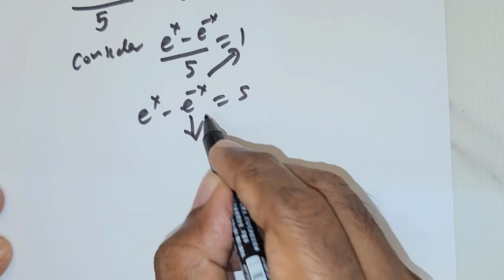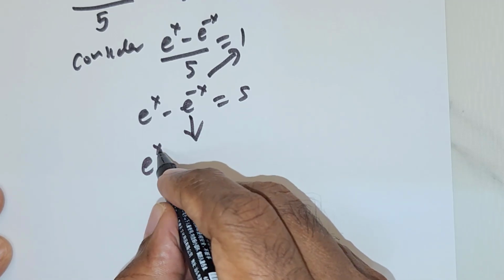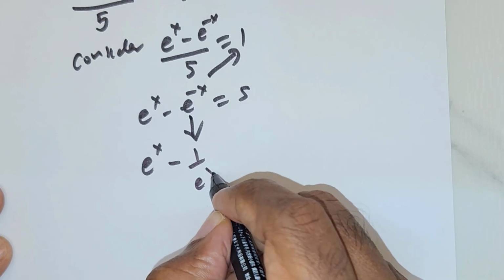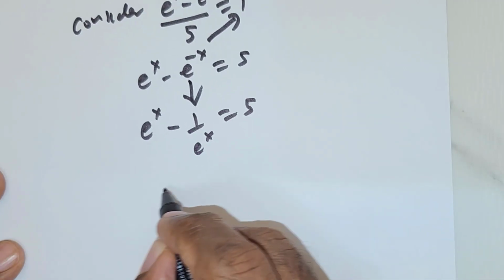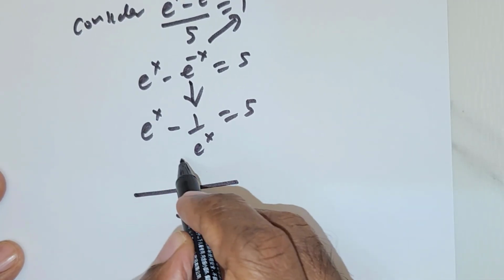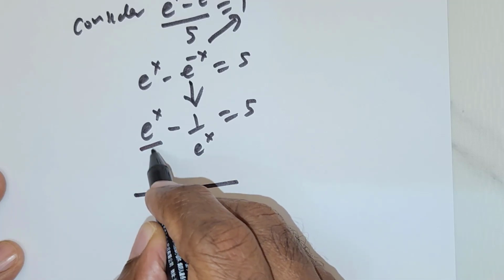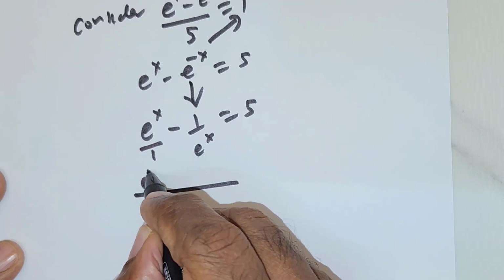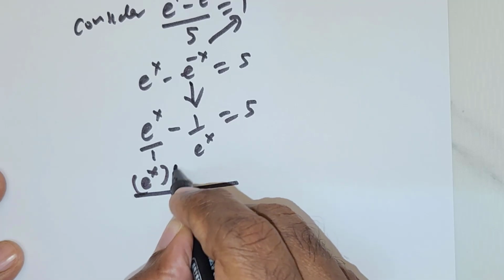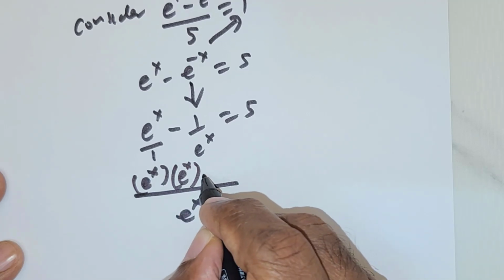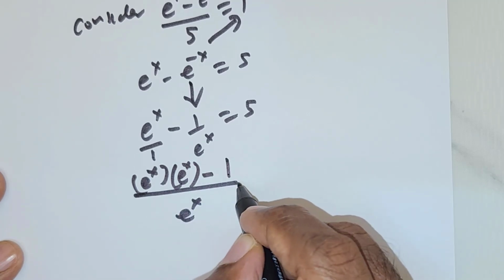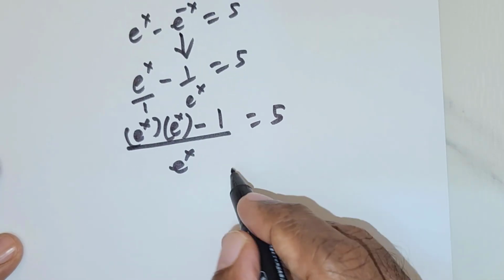Now I'm going to bring this down to the denominator. So we have e^x − 1/e^x = 5. Now I'll take the LCM as e^x, and you get the denominator as 1. So this means you have e^x times e^x followed by a negative 1, and that is equal to 5.